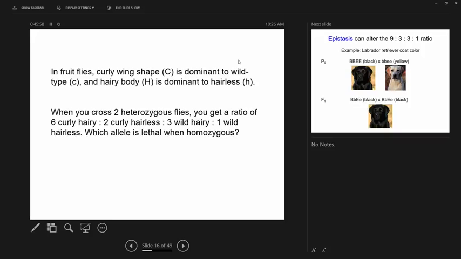Okay, so let me recap a little bit. We talked about lethal alleles here. When there's a lethal allele, there are members of classes missing. When we did incomplete dominance, there were no members of the classes missing. You went from 3 to 1, which is 4 total, to 1 to 2 to 1, still 4 total.